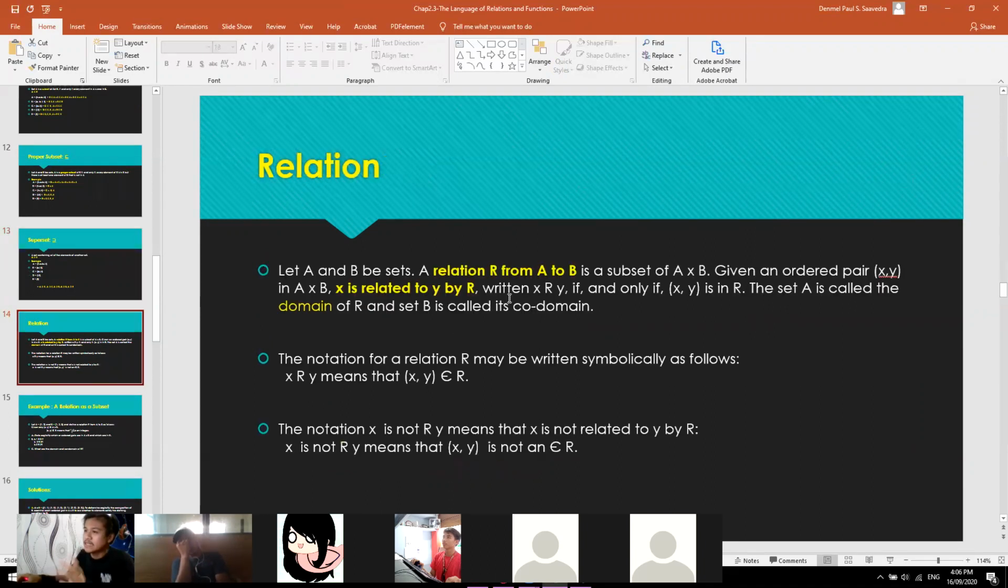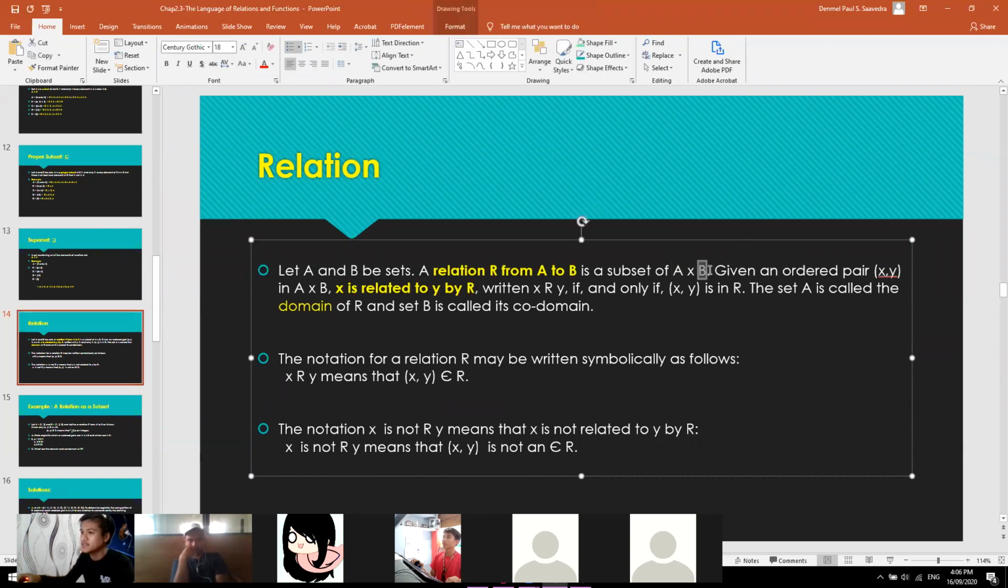Right, so next one is relation. When we say relation, let's have two sets, A and B sets. Then a relation R from A to B is a subset of A times B. Given an ordered pair X, Y, so let's say your A is the X and then B is the Y. Or we can say that this is your domain and then this is your codomain. So in A times B, X is related to Y by R.